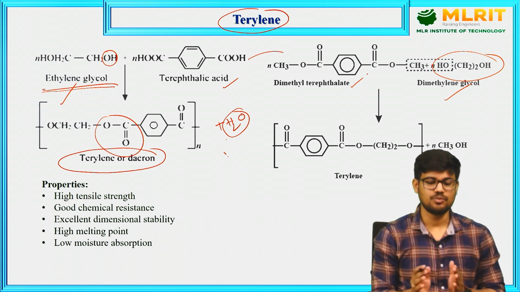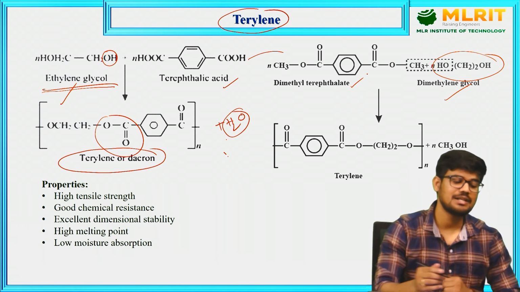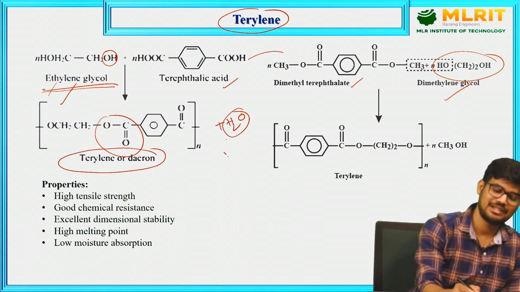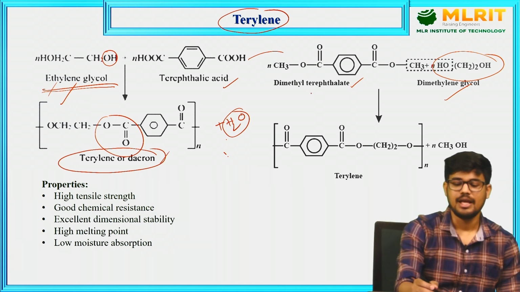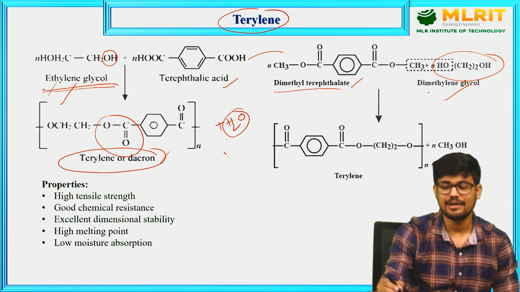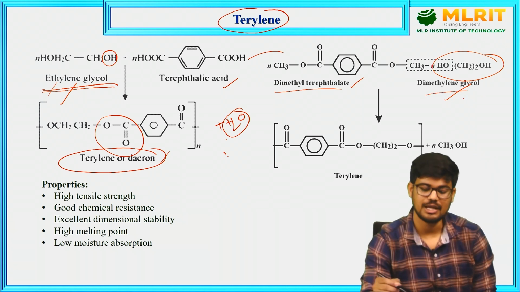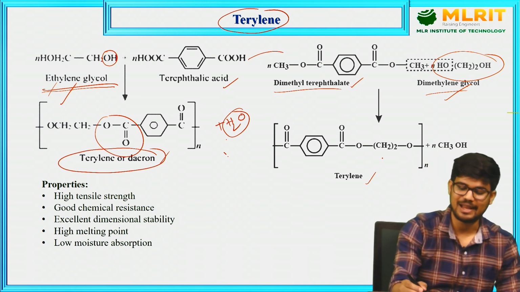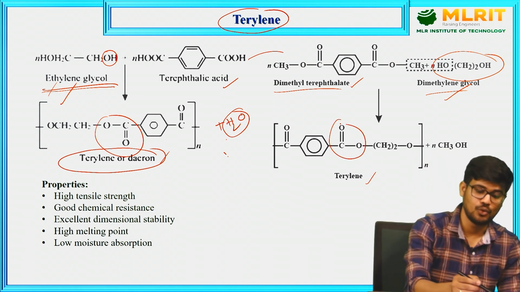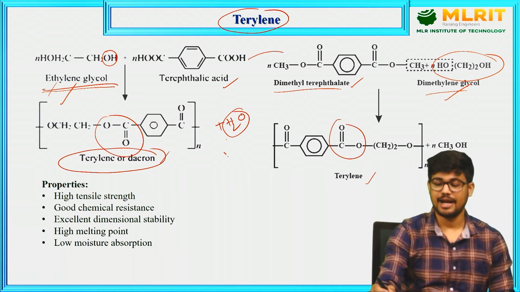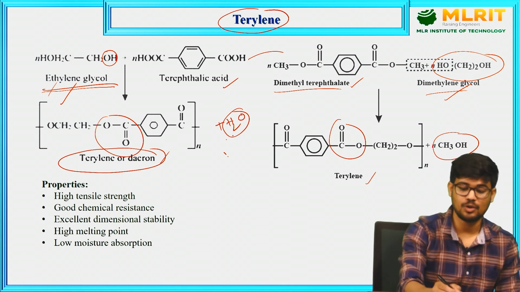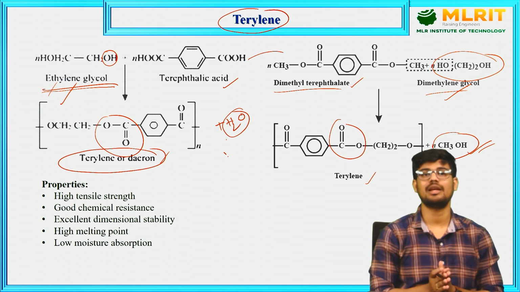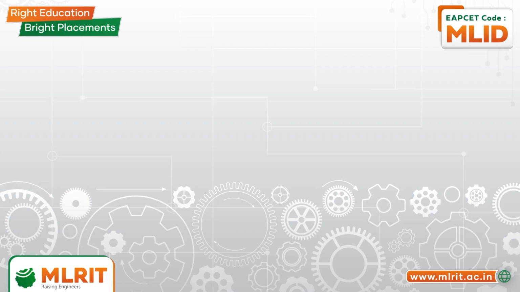So my point is, if you consider ethylene glycol and terephthalic acid, there also you will get terylene as the product, and if you consider dimethyl terephthalate and ethylene glycol or dimethylene glycol, in that case also you will get terylene. Terylene is a generalized name. So where you will have this C double bond O, bond O, this ester link. And there are byproducts. So here water and here methanol you are getting as byproduct. So this is also an example of condensation polymerization.